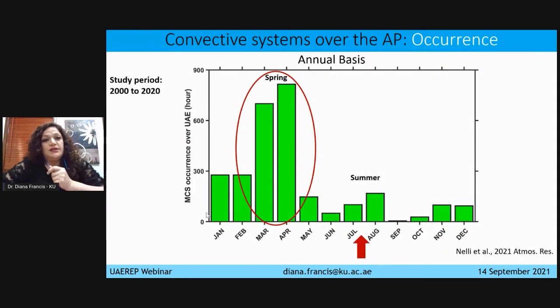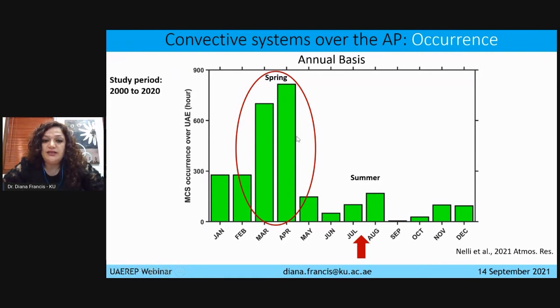So if we start by looking at their occurrence on an annual basis, we can see here, for example, a study recently published by Nelly et al. in Atmospheric Research. It covered the period between 2000 and 2020. And in this study, we identified all the mesoscale convective systems occurring over the South Arabian Peninsula.